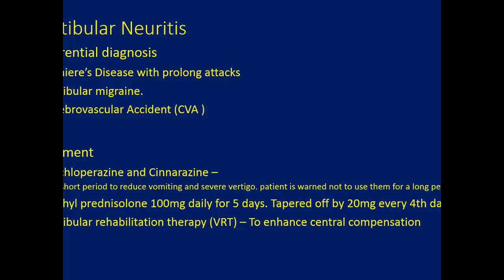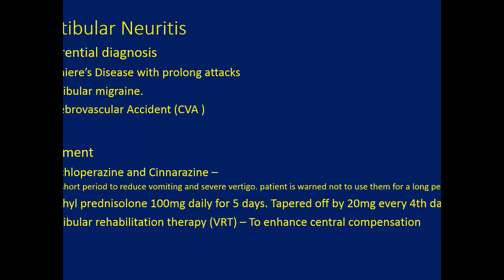So it is very important to suspect CVA in emergency, because vestibular neuritis, even if you don't treat the patient, is not going to die. But if you don't suspect CVA, how do you know it's CVA? You have to do the complete neurological examination. So we will again teach you during the skill session how to do the neurological examination in a vertigo patient.